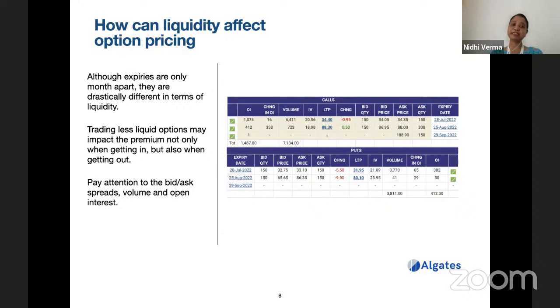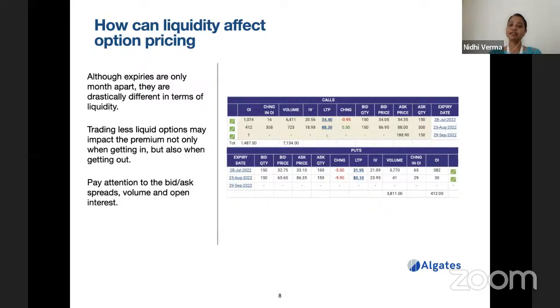So trading in less liquid options may impact the premium, not only when you're getting in, but also when you're getting out. So it impacts both ways. So it is always advisable to trade in instruments which are liquid, because it is ultimately going to affect your buying and selling prices.